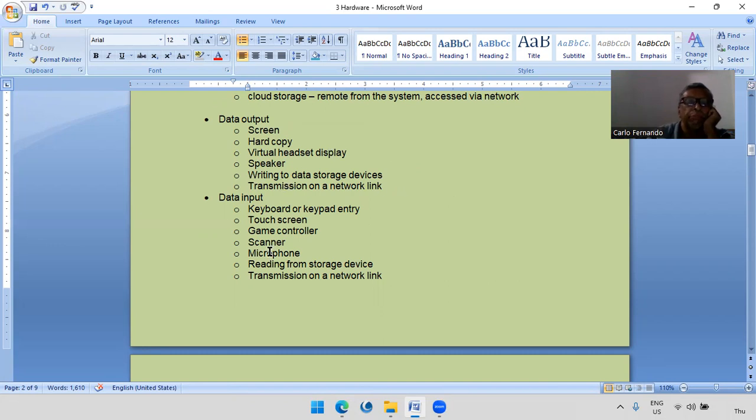Now let's look at the data input. What are the devices? Keyboard entry, touch screen, game control, scanner, microphone, reading from storage device, transmission on a network link. See the last three items: microphone, you speak and it hears; reading from storage device; transmission on a network link. Same thing. We are sending out there; here, we are receiving in input.